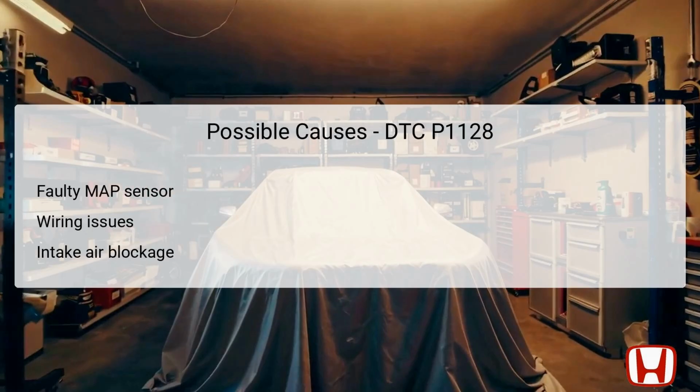Several potential causes can trigger the DTC P1128. A faulty MAP sensor is a common issue. It may be worn out or malfunctioning, leading to inaccurate pressure readings. Wiring issues, such as damaged or corroded connectors, can impede the sensor's signal, resulting in a lower than expected reading.